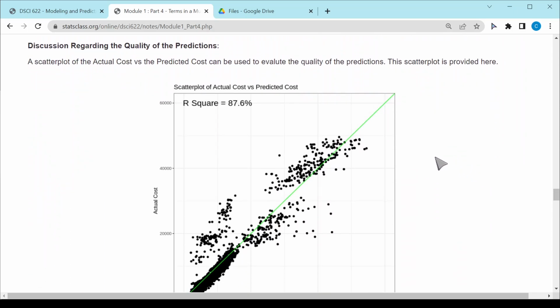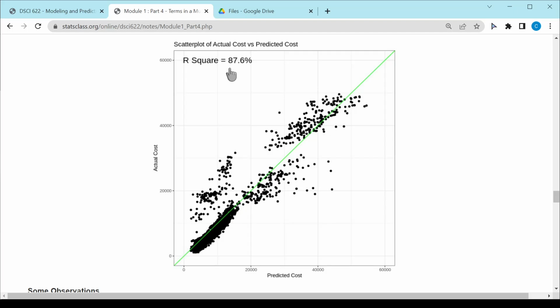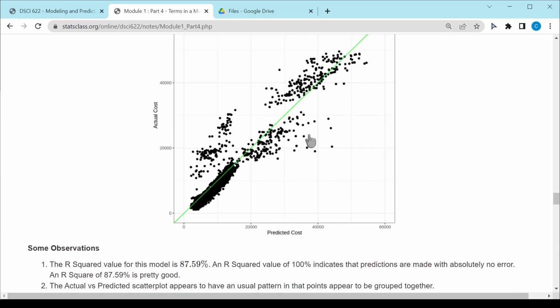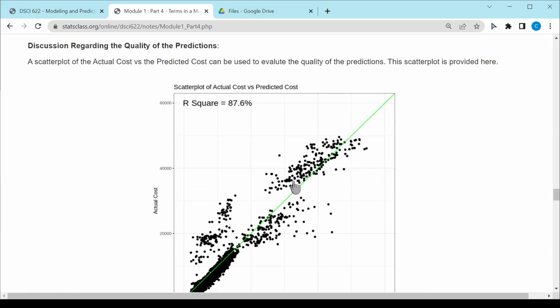Let's look at the quality of predictions. Again, my R-squared is about 87% or so. We'll talk more about this in a little bit, but there are some distinct patterns appearing in this actual versus predicted cost plot, and we're going to want to try to figure out why those patterns exist. Also, the accuracy of my predictions seems to vary across these different groupings of points. Down here, you can see that this glob of points follows that y equals x line pretty closely. But up here in this distinct group, my predictions are not as accurate.